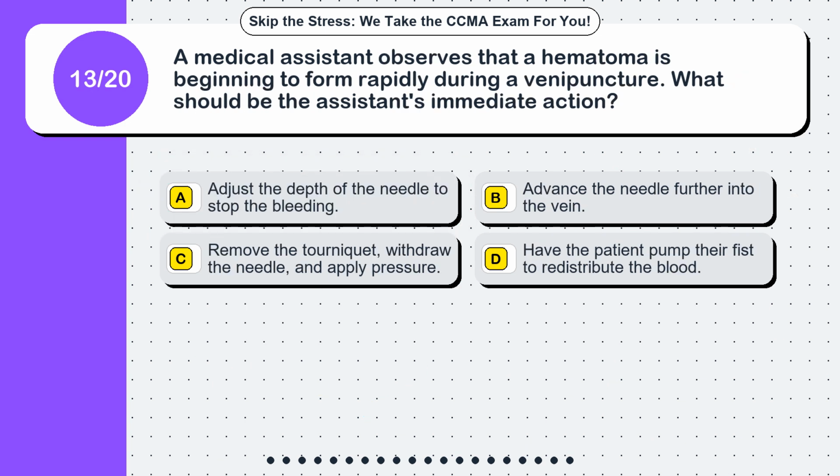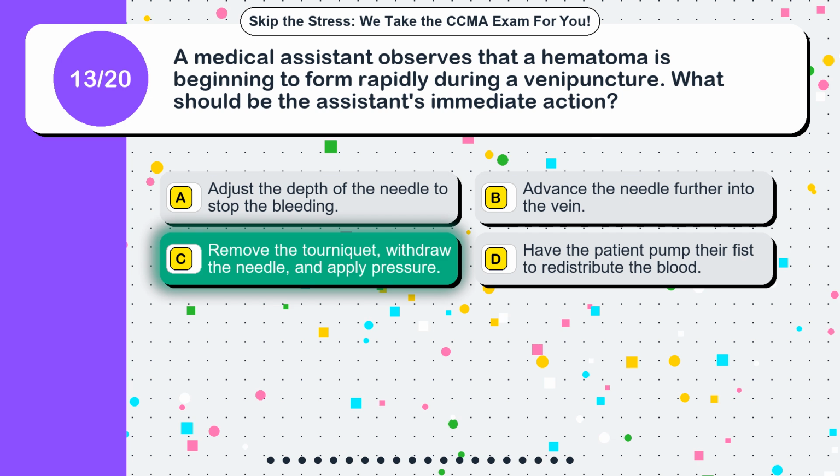Question 13. A medical assistant observes that a hematoma is beginning to form rapidly during a venipuncture. What should be the assistant's immediate action? Option A. Adjust the depth of the needle to stop the bleeding. Option B. Advance the needle further into the vein. Option C. Remove the tourniquet, withdraw the needle, and apply pressure. Option D. Have the patient pump their fist to redistribute the blood. The correct answer is option C.